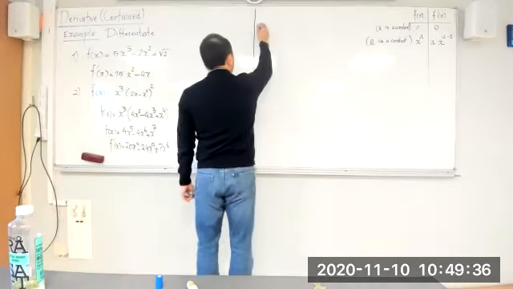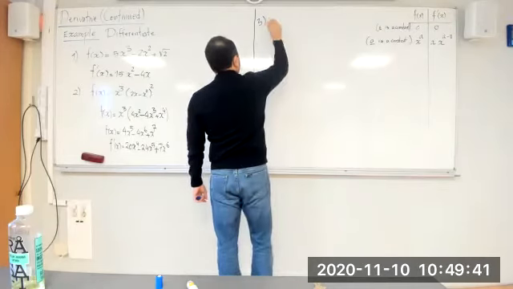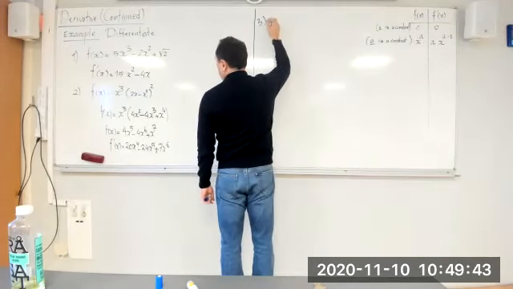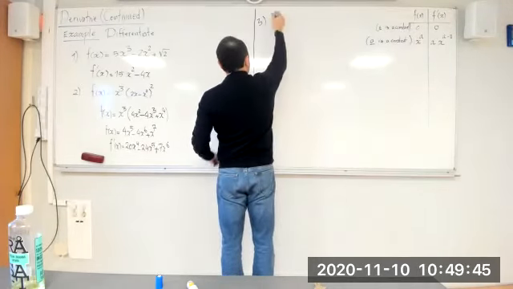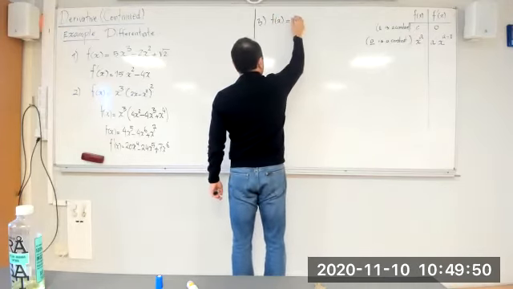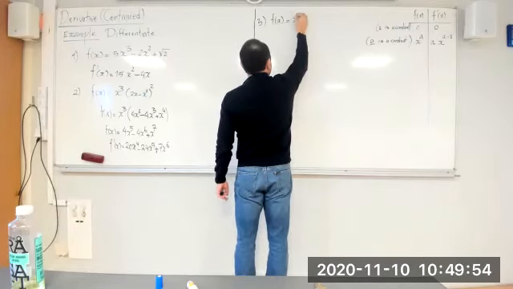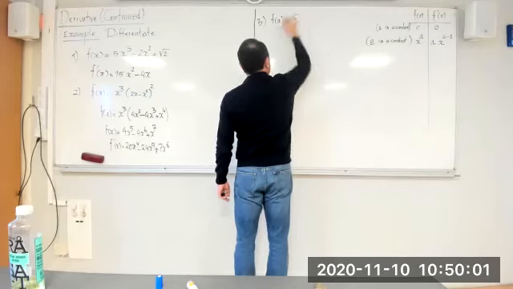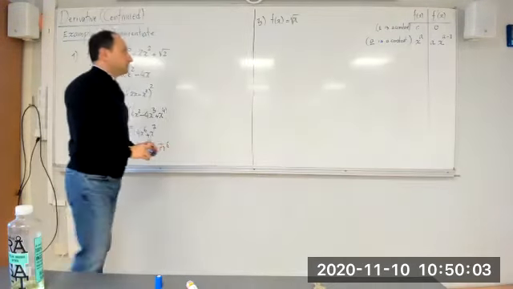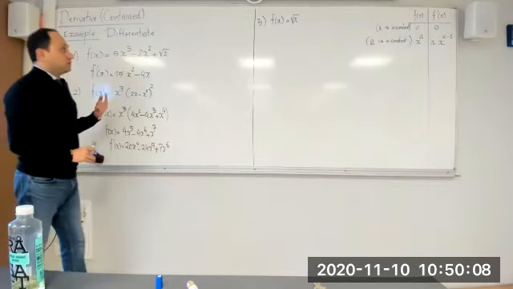let me write it in this form. f(x) is equal to... let me start with a simple one first. Square root of x. Okay, so what is a square root of x? I want to take the derivative.